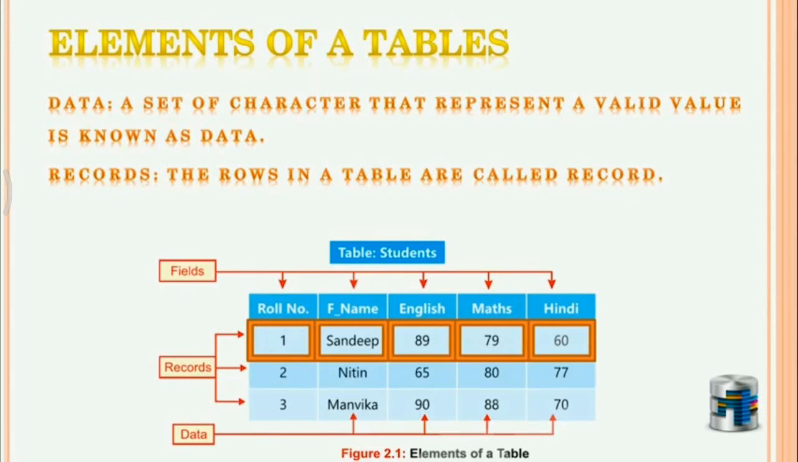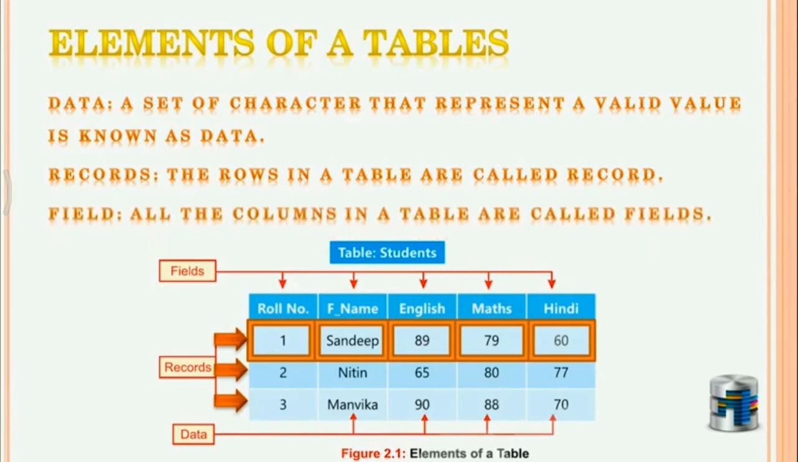So these all are the elements of a table: data, records, and fields. Understood this? So these three records are here. So field, all the columns in a table are called fields. So these all are the elements of a table.